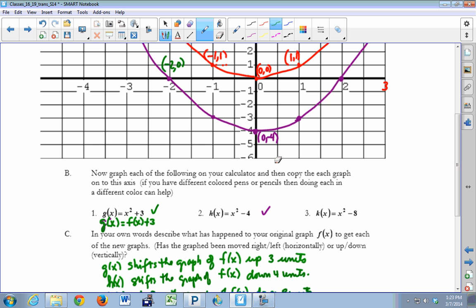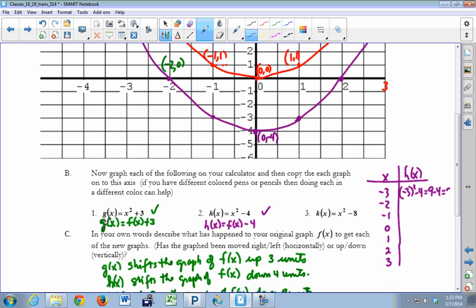Now h of x says take f of x, which is x squared, and subtract 4 from all the outputs. That's what the graph of h of x looks like. If you were actually creating a table, you would probably start with the same exact x values that you did originally. To find h of x, you square each one of your x values and then subtract 4 from it. So this would be 9 take away 4, which is 5. This would be 4 take away 4, which is 0, etc.